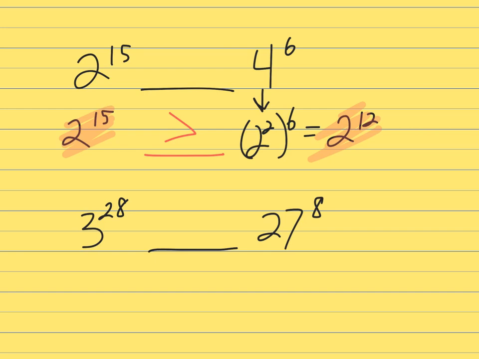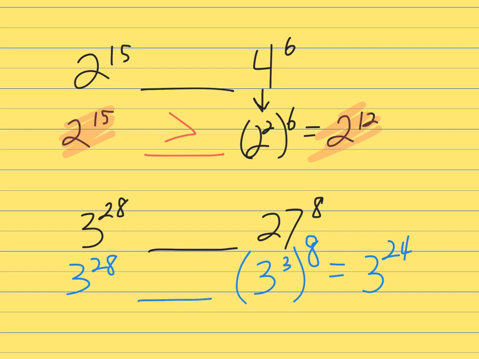We have to make this 27 into a base 3 to match up with this. 3 to what power equals 27? 3 to the third power equals 27. So we could rewrite this as 3 to the third power raised to the 8th power. And this 3 to the 28th power stays the same. What is 3 to the third raised to the 8th? It's 3 to the 24th power. So again, which one's larger? 3 to the 28th is larger than 3 to the 24th.